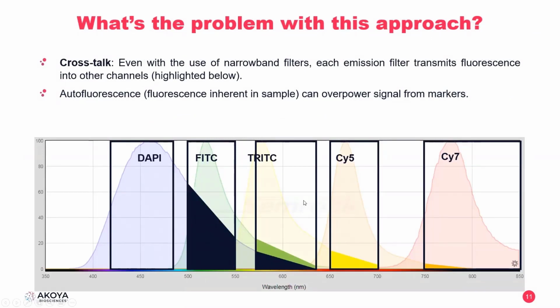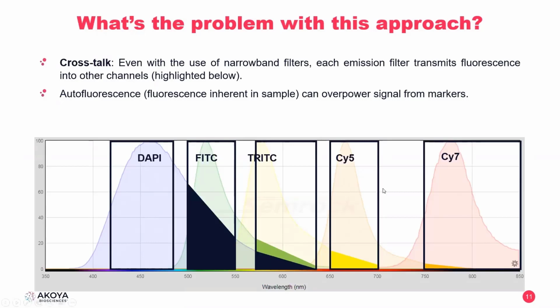happens when you have signal from one marker showing up in a different filter from the filter that it should show up in. So an example here, if we look in the Tritzy filter, we can see the Tritzy filter is capturing mostly fluorescence from the Tritzy fluor, but it's also capturing fluorescence from Fitzy and Dappy. So this leads to more signal being attributed to a given marker than should be.